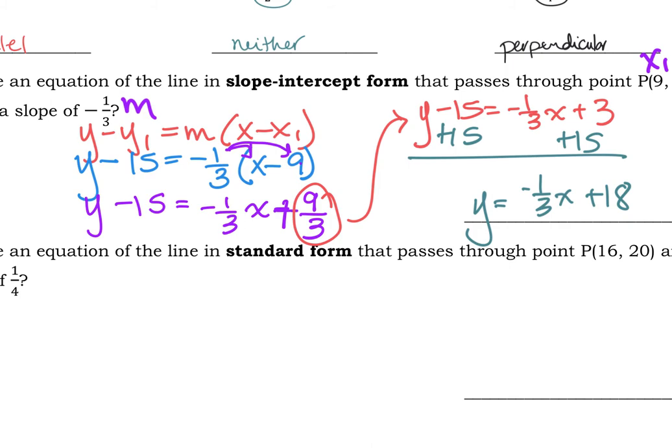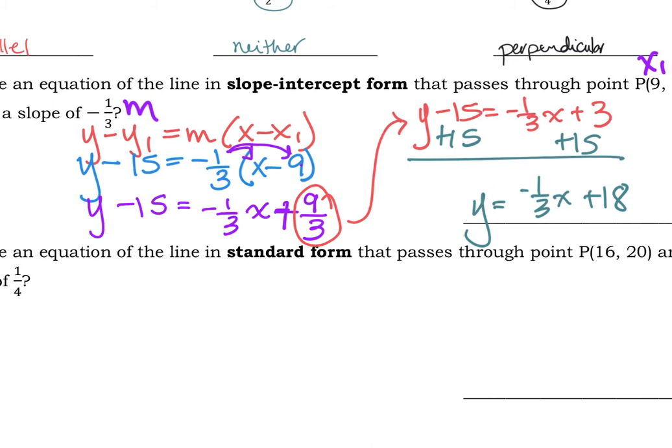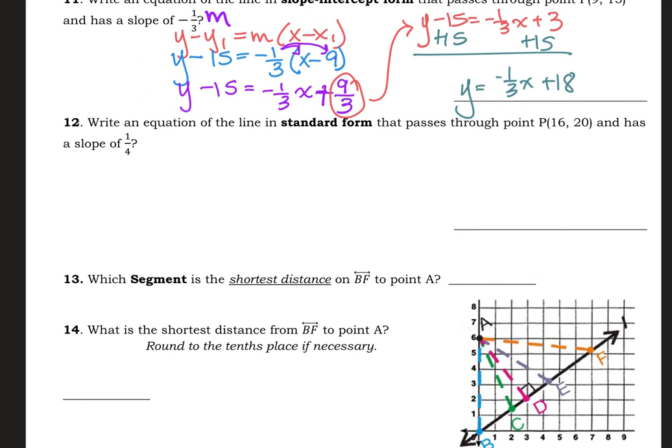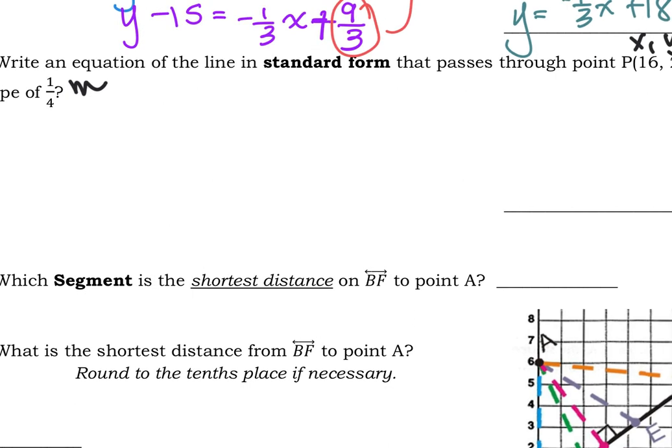All right. We only got 3 more to go, guys. We're almost done. The next one, you're going to start off the same way. So go through. Let's label x1, y1, and the m, and then let's plug everything in, okay? So we're going to write y minus, our y1 is 20, our slope is 1/4, and our x1 is 16. So we're going to do y minus 20.